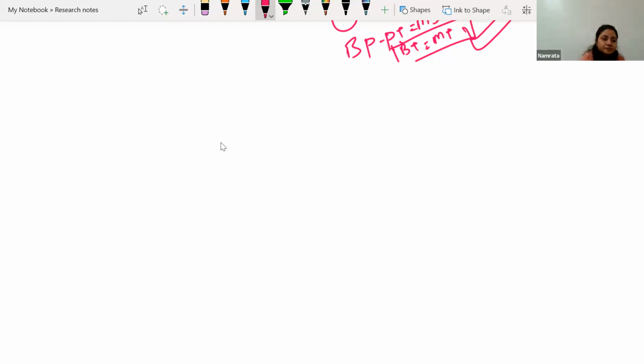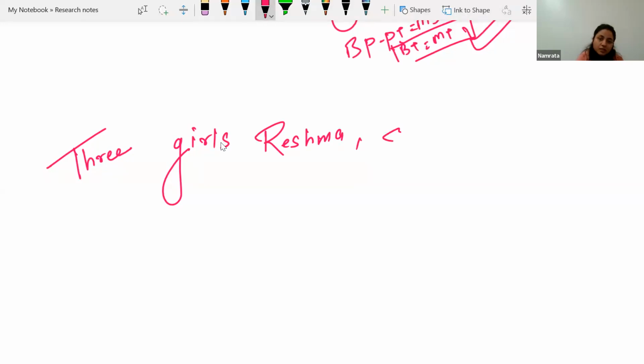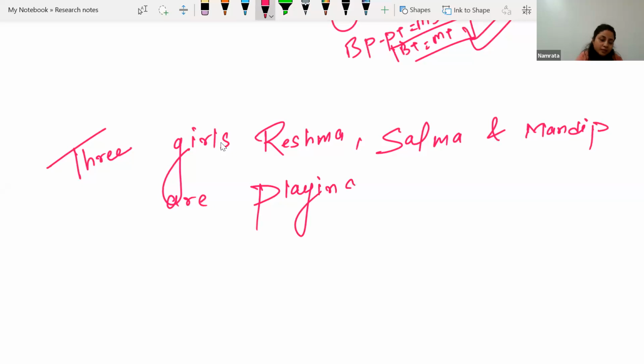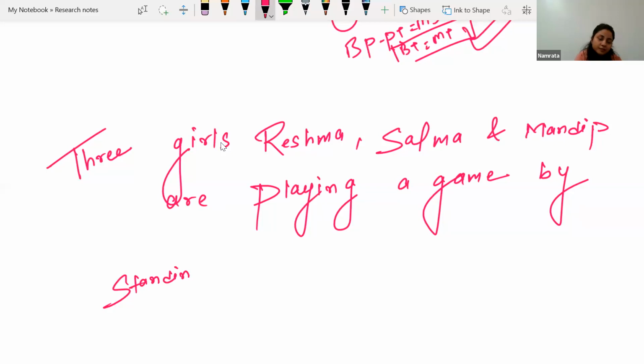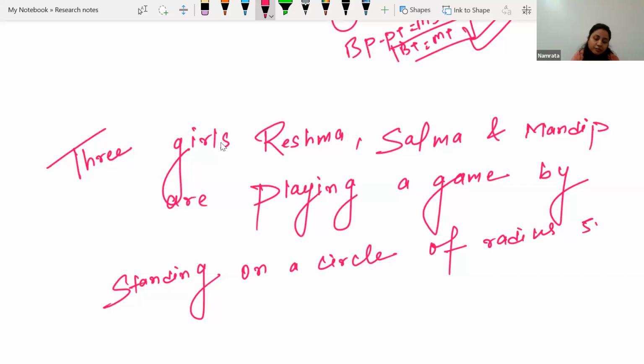Three girls, Reshma, Salma and Mandeep are playing a game by standing on a circle of radius 5 meter drawn in a park.